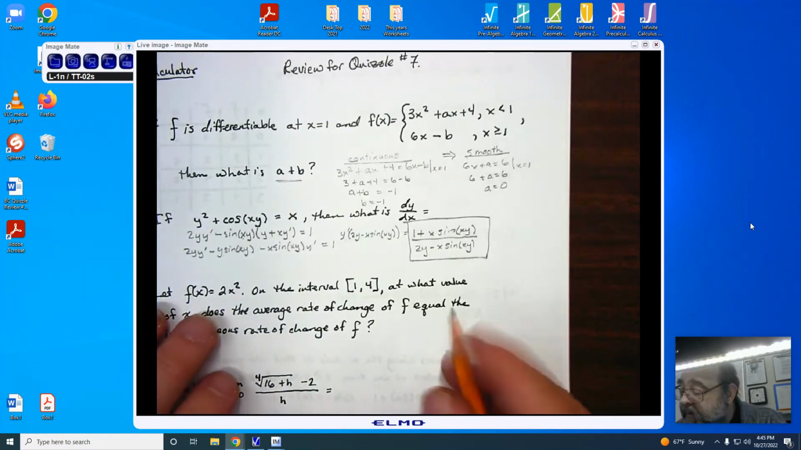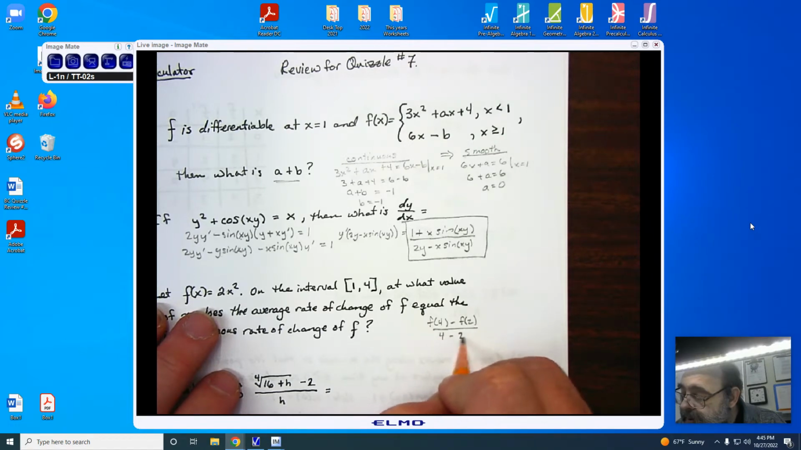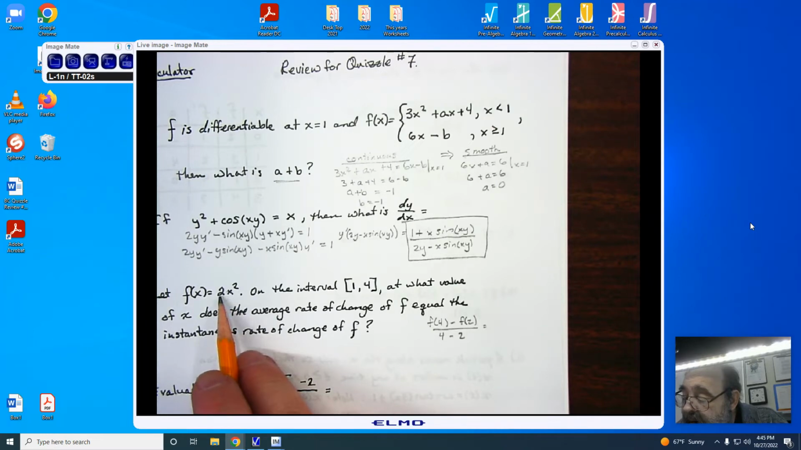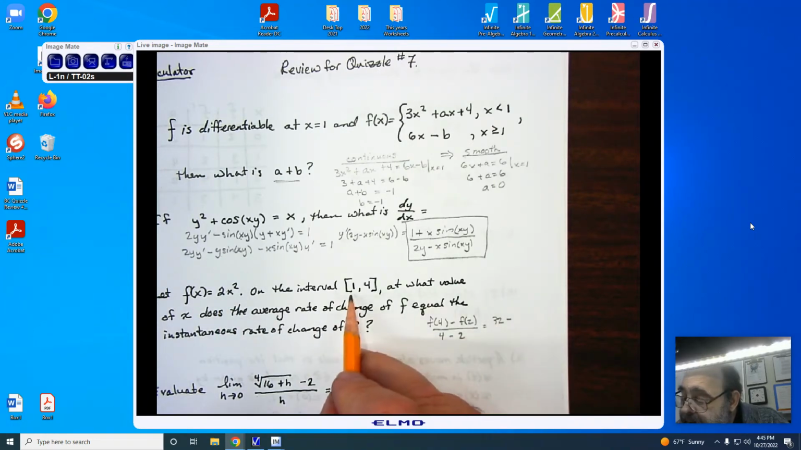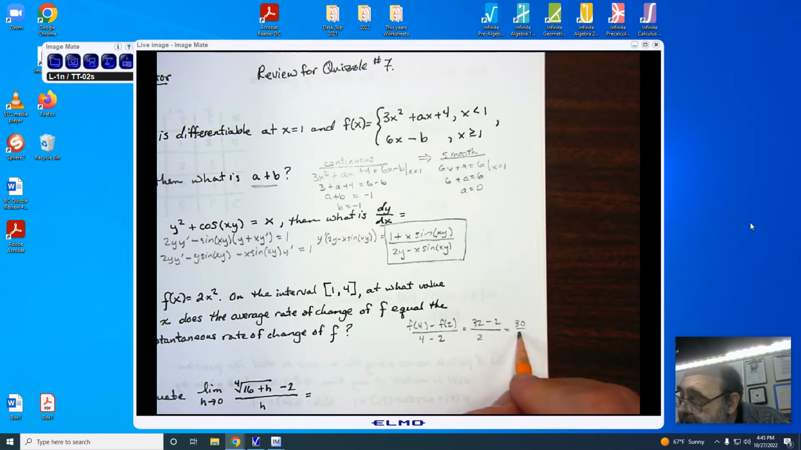So what I want to do is first start by finding f of 4 minus f of 2, all over 4 minus 2. When I plug in the 4 here, I get 16 times 2 is 32, minus 2, divided by 2, and I end up with 30 divided by 2 equals 15.